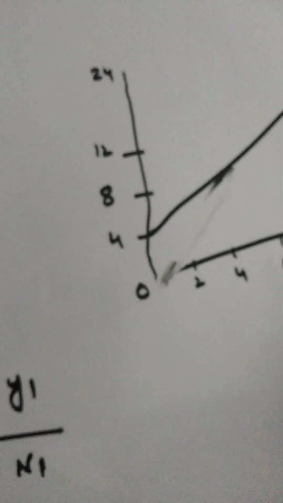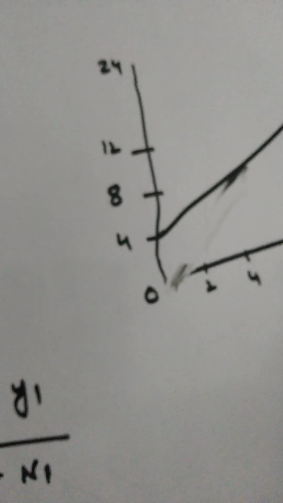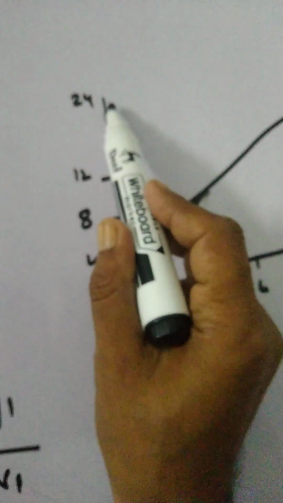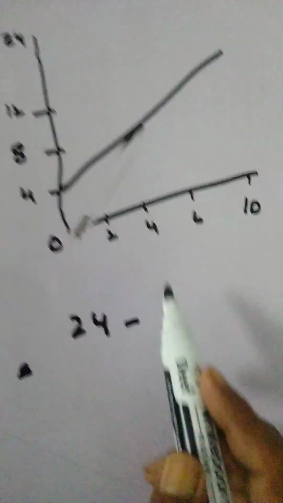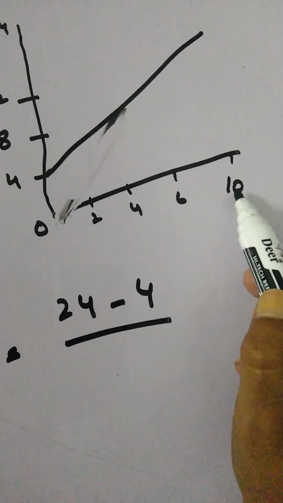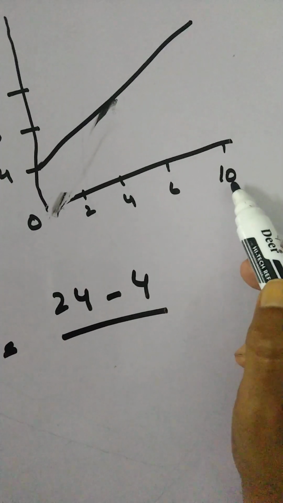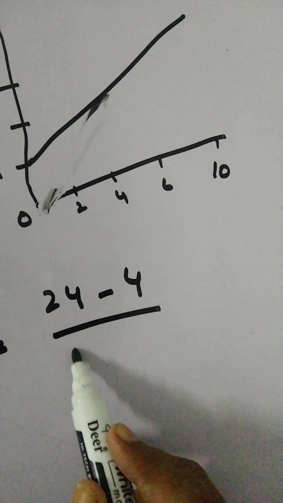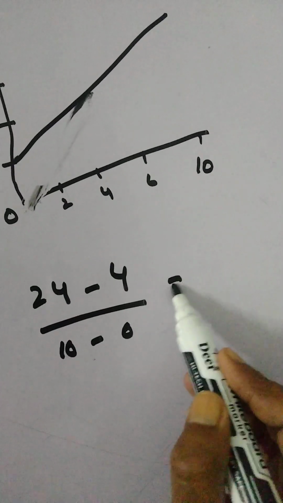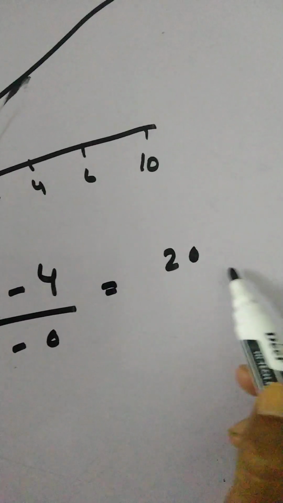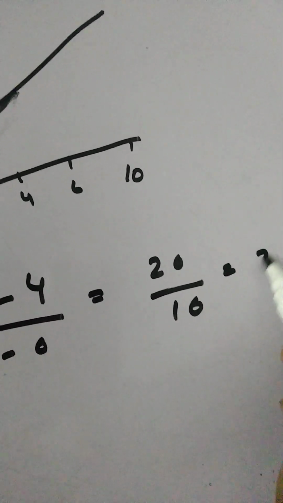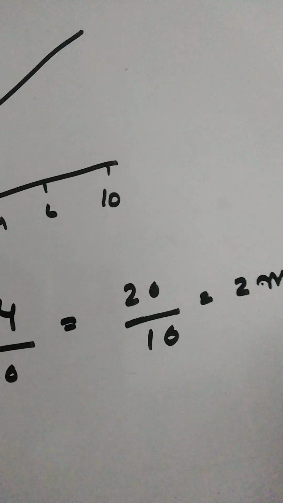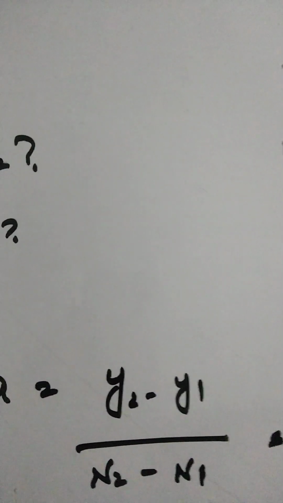Now the values which we have: 24 minus 4 upon, and on the x-axis we have time given as 10 minus 0, is equal to 20 upon 10, which is 2 meter per second square. This is a simple formula for finding the acceleration.